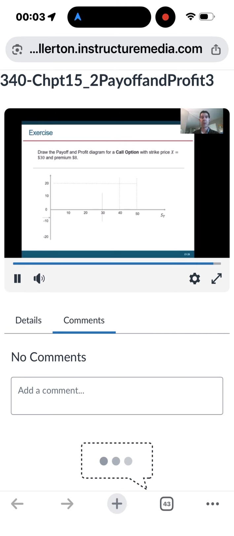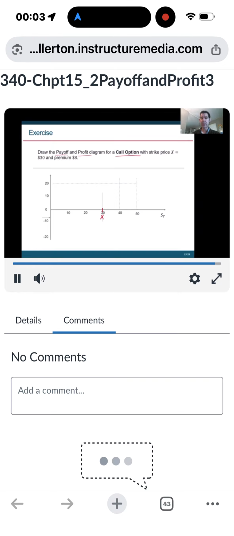Let's do one more diagram here. Draw the payoff and profit diagram for a call option with strike price 30. I'm going to identify that right now. There's the strike price. And premium $8. Again, try this on your own. I'm going to reveal the answer here.